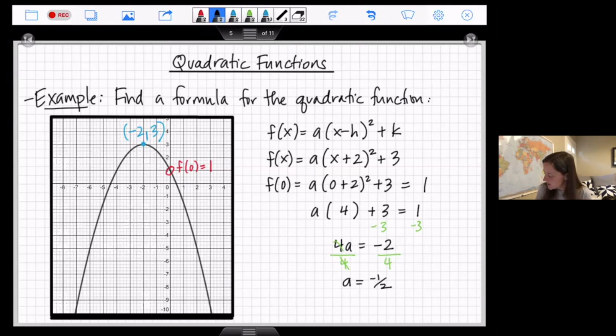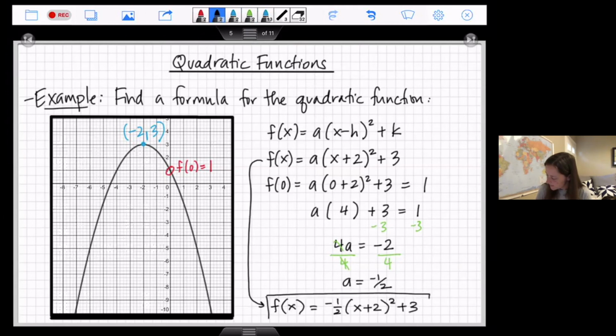So let's plug that in to the function. So last I had was up there. I'm going to make this, instead of a, I'm going to write -1/2 (x plus 2) squared plus 3. Right, so the vertex is the easiest part to figure out about the formula. Calculating what that a has to be takes a little bit of arithmetic.